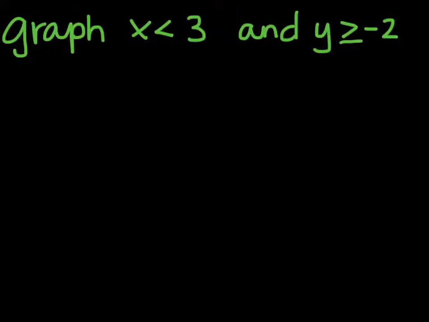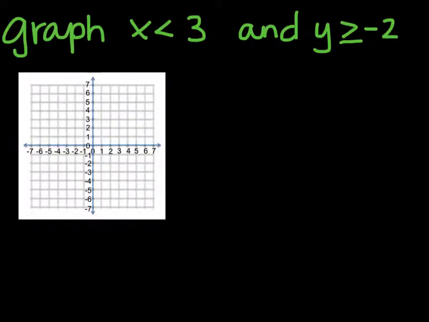Now let's graph inequalities with a single variable. We're going to graph x is less than 3 and y is greater than negative 2. Let's begin with x is less than 3. We'll begin by graphing x is equal to 3 using a dashed line. Remember, we use a dashed line because it's just greater than or less than and doesn't include equals. So 3 itself is not a point included on the line.